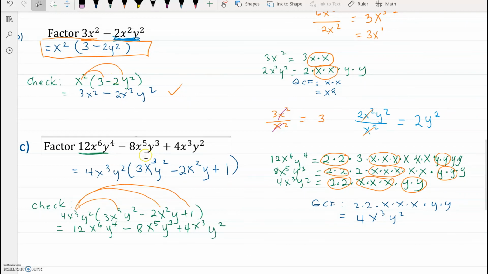Okay, so the product that we got gives us the product in the original question. So that means we have the right factors.